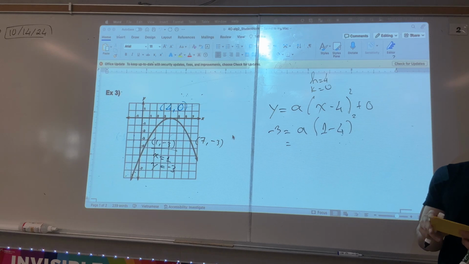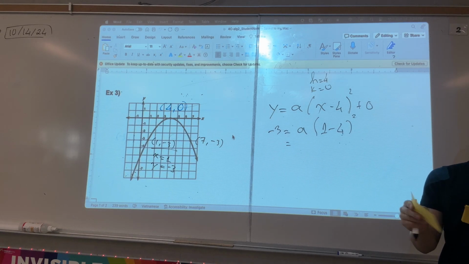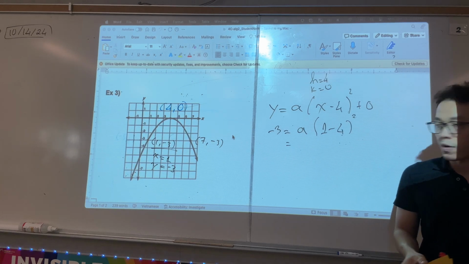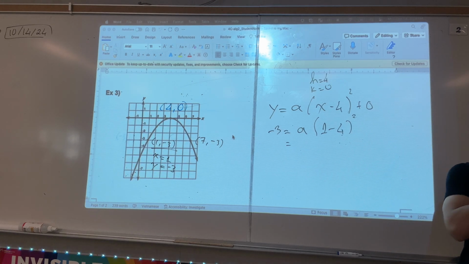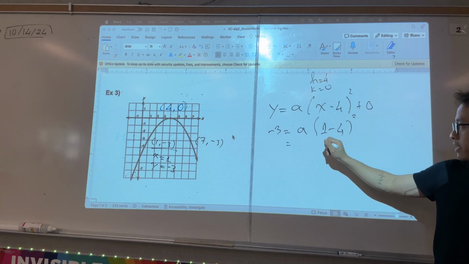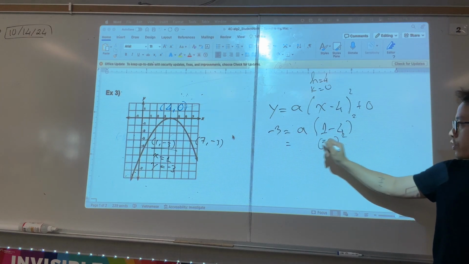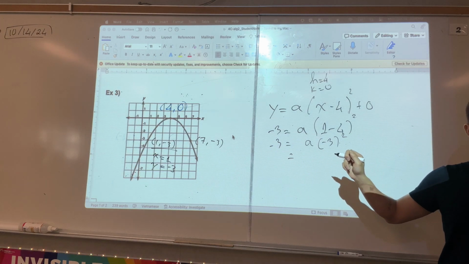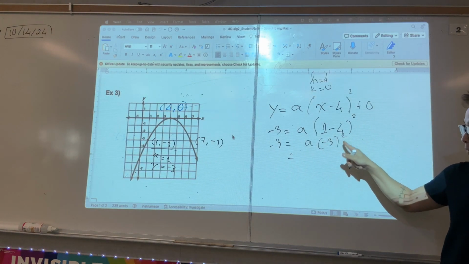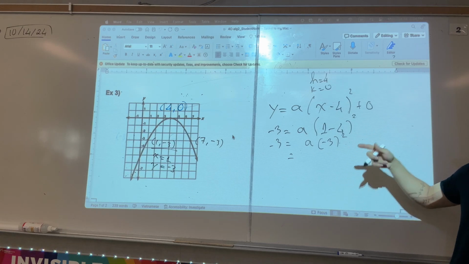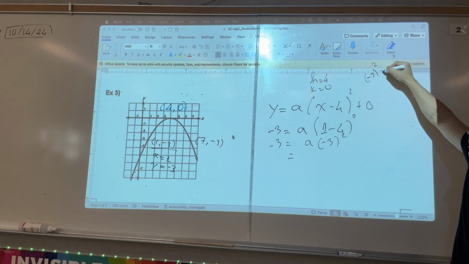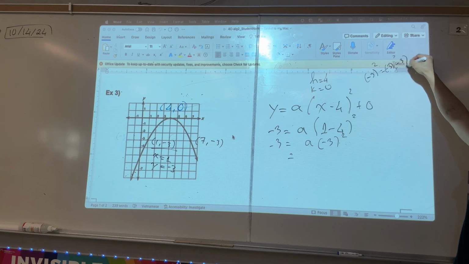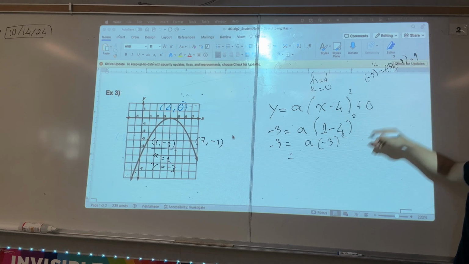And then next. Brianna's not here. Gabriel. Yes, so 1 minus 4 is negative 3. Negative 3 squared is? Positive 9. Remember the negative inside parenthesis becomes positive, because that means negative 3 multiplied by negative 3. Negative becomes positive, okay?